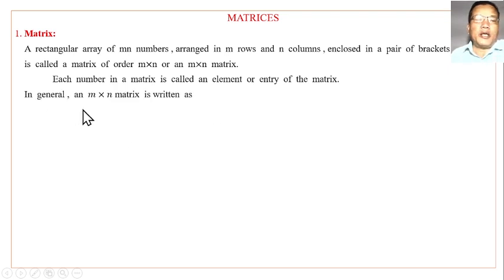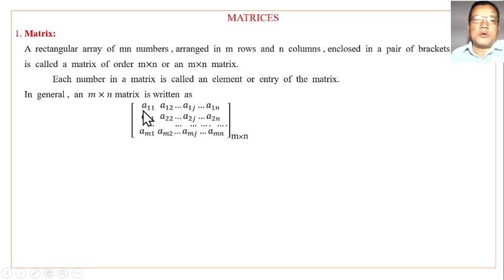In general, an m by n matrix is written as follows. This is called a11, a12, a1j, a1n. This is called the first row. Elements are separated by giving a space.